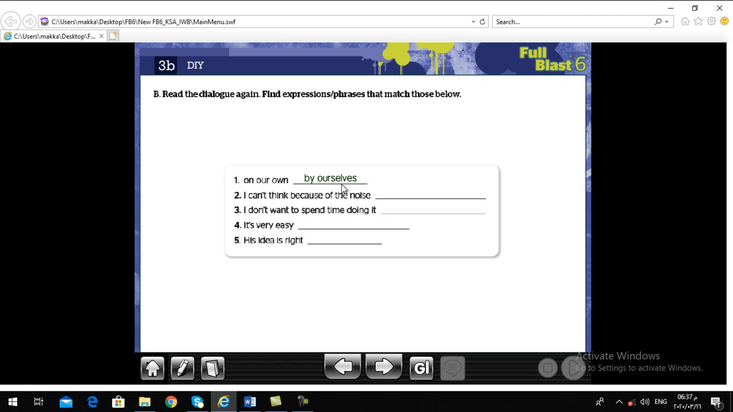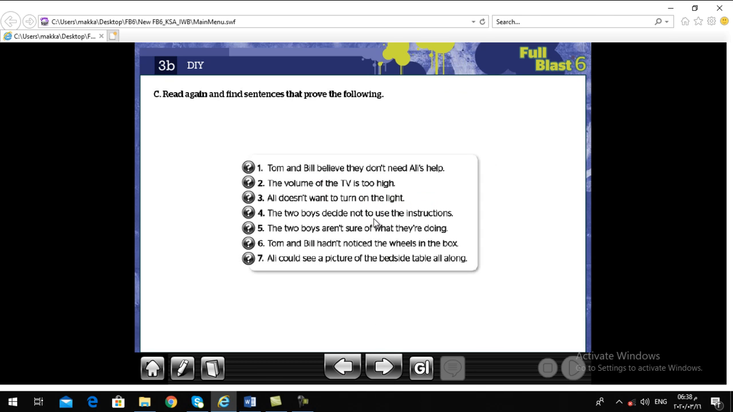I can't think because of noise. I need to focus. What's the expression? I can hear myself think. I don't want to spend time doing this. I can't be bothered. It's very easy: a piece of cake. His idea is right: he has a point. Okay, I think we have answered.